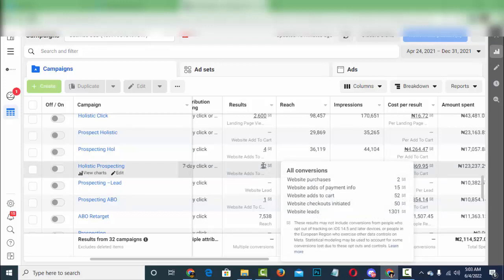You can see that here Facebook is showing 1,300 leads. I hope you can see it there, and just 52 persons got to the cart. Now, some of these figures, they are silly because it's not always true, but this gives you an idea, right, of what is going on.